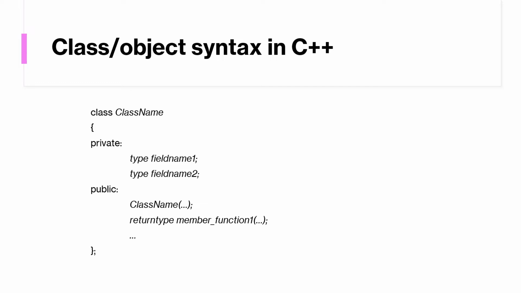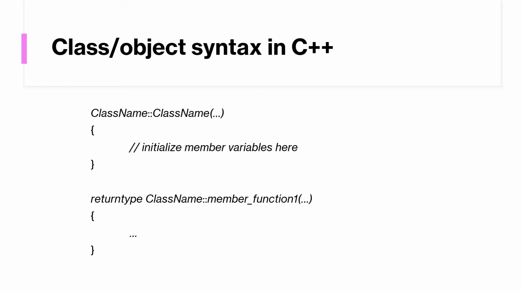This is a little different if you're coming to C++ from, say, Java or C#. In Java and C#, each individual line in the class description is either private or public. In C++, you have a whole private section and a whole public section.